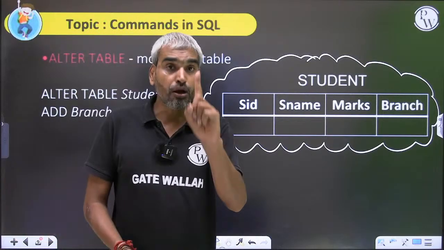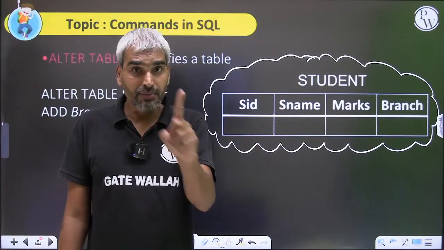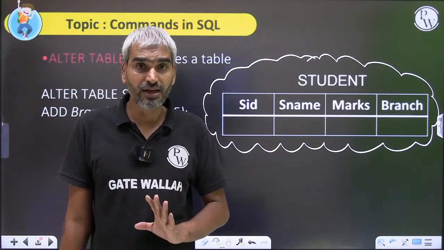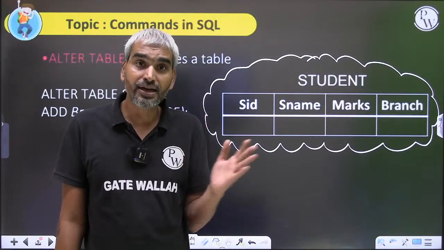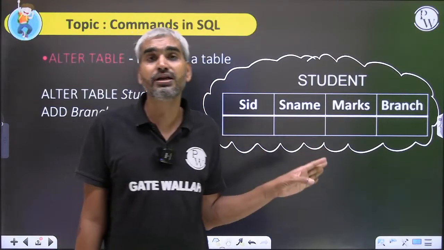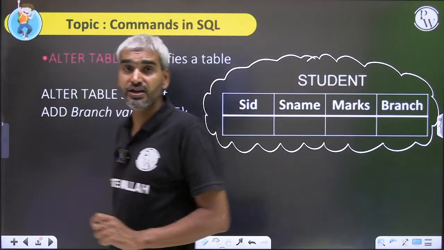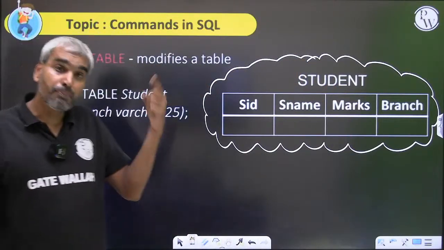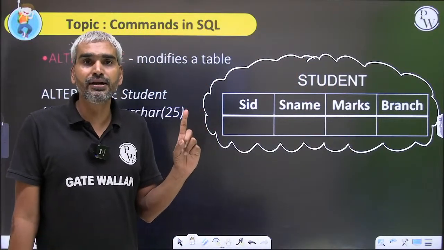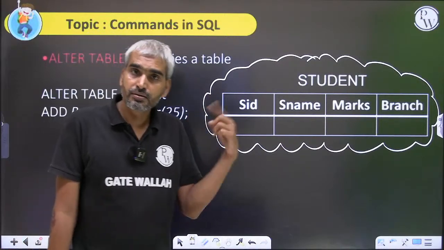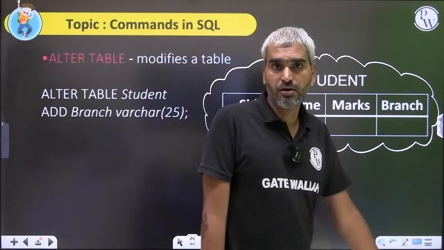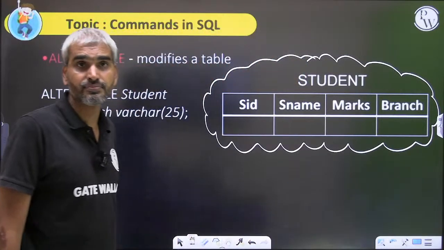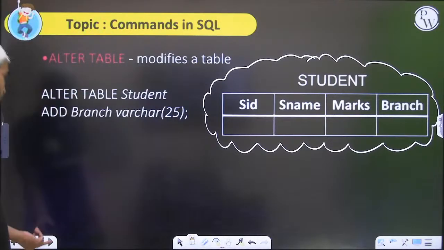One is drop table. If you drop the table along with the name of the table, then the complete data along with the structure of the table will be deleted. If you say truncate table and the name of the table, then all the tuples from that particular table will be deleted, but the structure of the table will remain. Clear? So that's it.